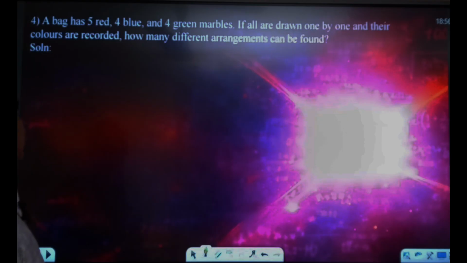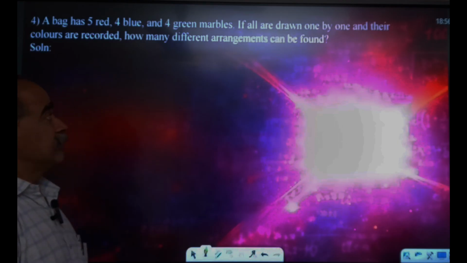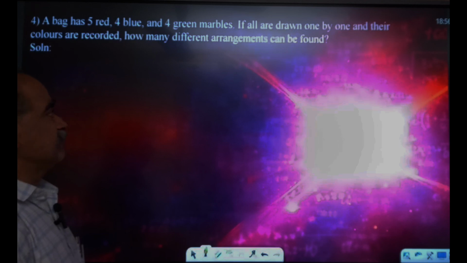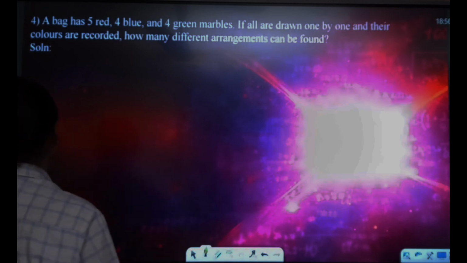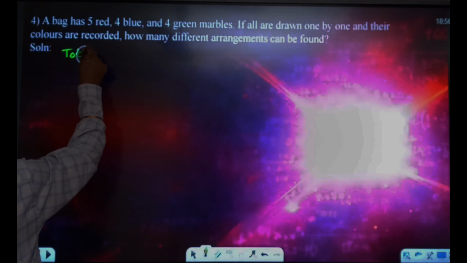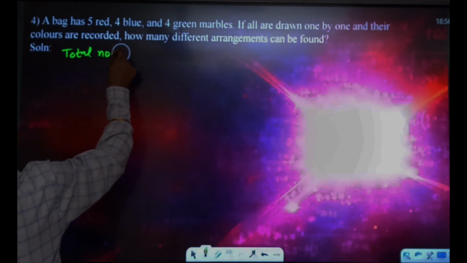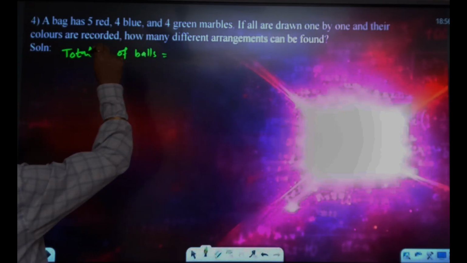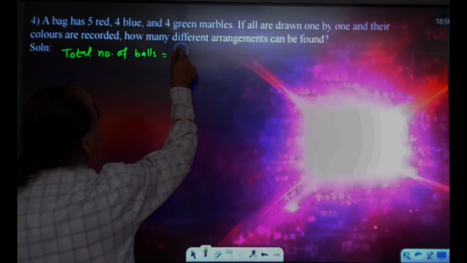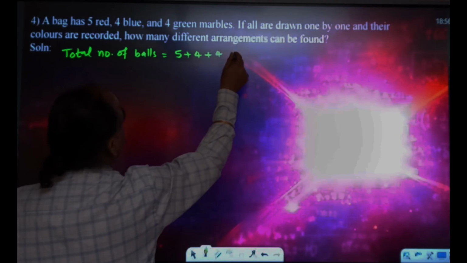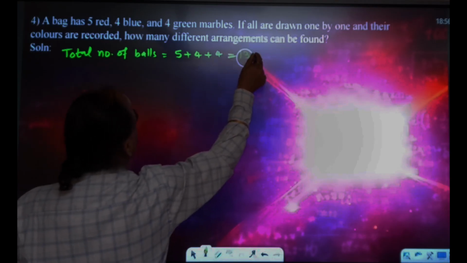A bag has 5 red, 4 blue and 4 green balls. If all are drawn one by one and their colors are recorded, how many different arrangements can be found? Total number of balls will be what? Is equal to 5 plus 4 plus 4 is equal to 13 balls.